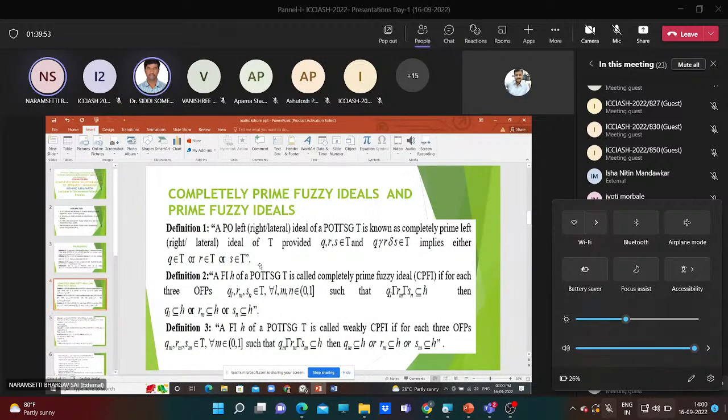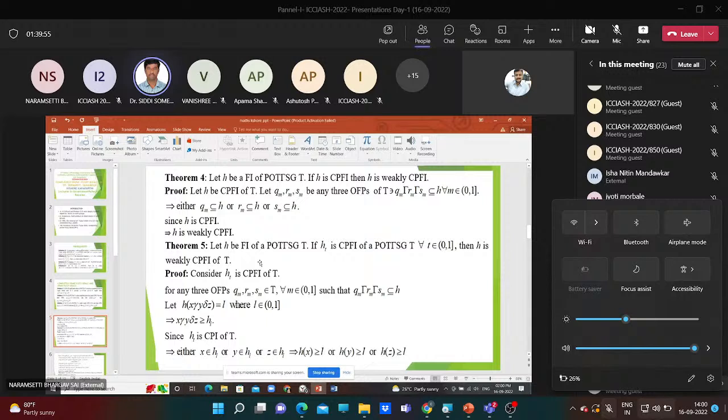So theorem, sir. Let H be a fuzzy ideal of a partial order ternary gamma semigroup T. If H is a completely prime fuzzy ideal, then H is a weakly completely prime fuzzy ideal. Sir, I would like to tell the proof. No need, sir. Okay, sir, next theorem.